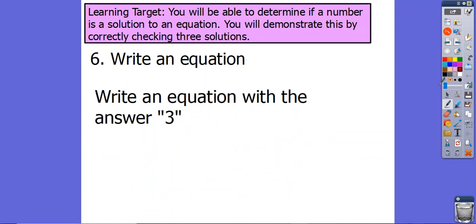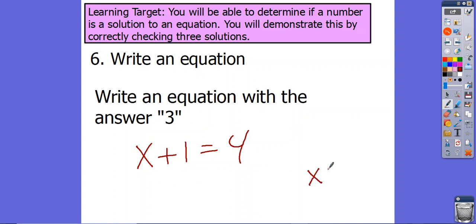Question 6 is you writing an equation. When you write an equation, I need a variable and an equal sign, and that variable is the 3. So let's say x plus 1 equals 4. Notice that the number 3 is not written anywhere here, but if we were to solve this, what plus 1 is 4? It is 3.